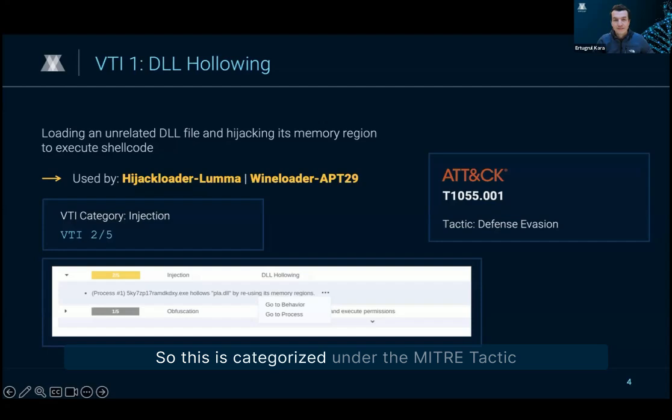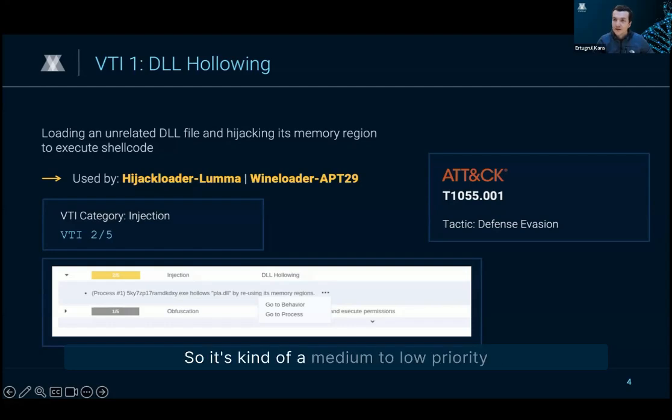So this is categorized under the MITRE tactic T1055, which falls into the defense evasion category. And now, based on our analysis, Patrick is going to shine more light on it, but the VTI score for this is 2 out of 5.